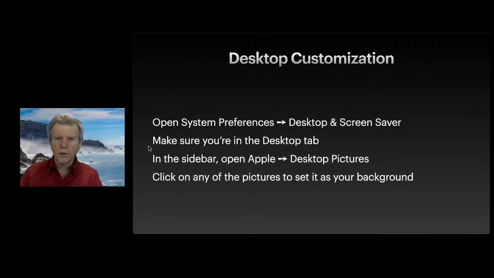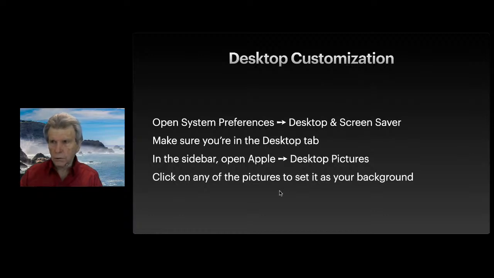So how do we change the desktop? Well, we'll demonstrate all this, but the steps are to open System Preferences under the Apple menu in the upper left-hand corner, then select Desktop and Screensaver, and then make sure that you're in the Desktop tab. On the left, in the sidebar, you open Apple Desktop Pictures, and then you click on any pictures that you want to set as your background.